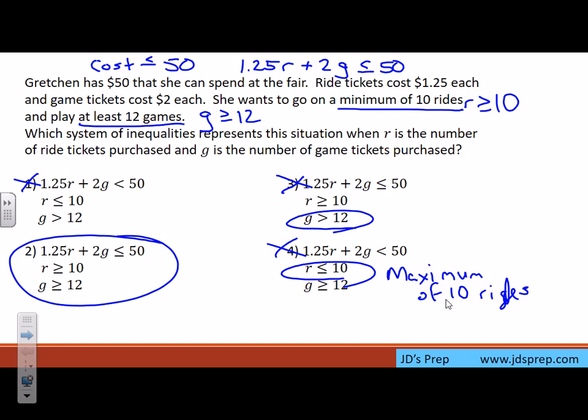The only one that has all three inequalities that we need is number two, so that correctly models the situation that Gretchen is facing.